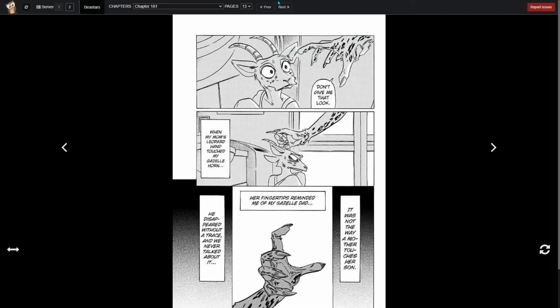He doesn't like the way she touches him. It was not the way a mother touches her son. He disappeared without a trace, and we never talked about it.